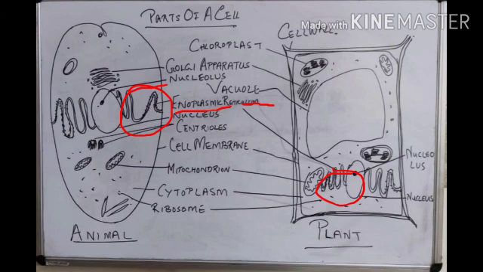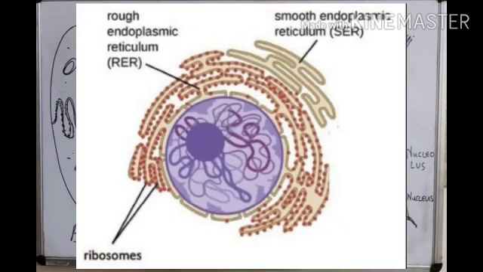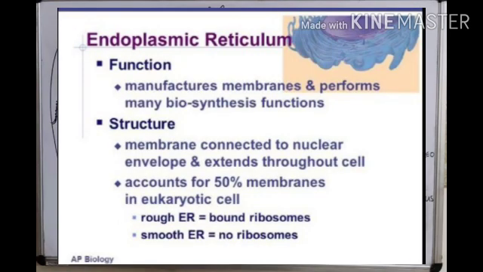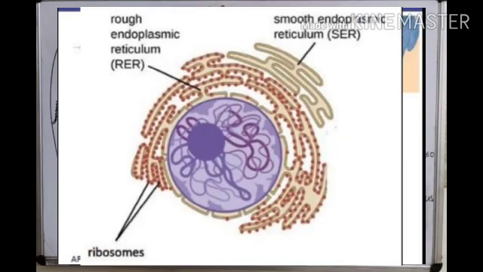It is a network of membranous tube-like structures present throughout the cytoplasm, starting from the cell membrane and going towards the nucleus. They may have certain granular structures attached to their walls, and such are called rough endoplasmic reticulum, and where there are no granular structures attached, that's called smooth endoplasmic reticulum.